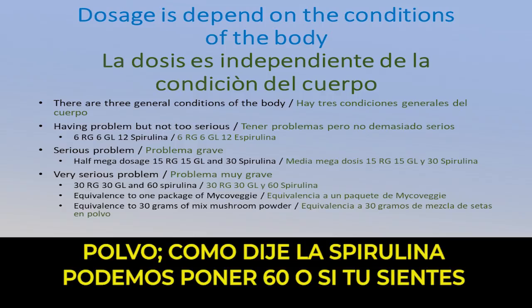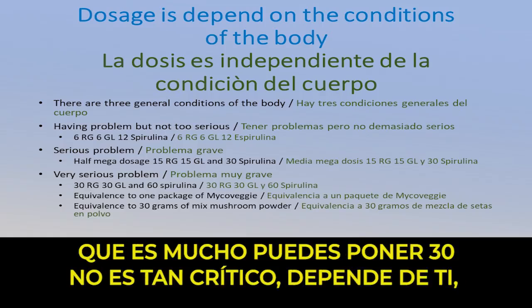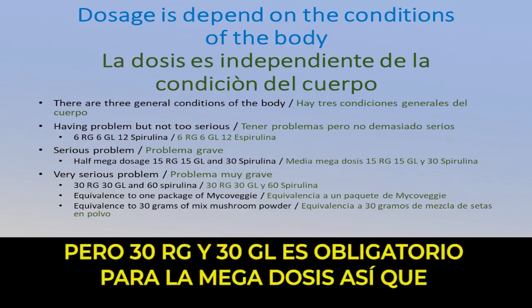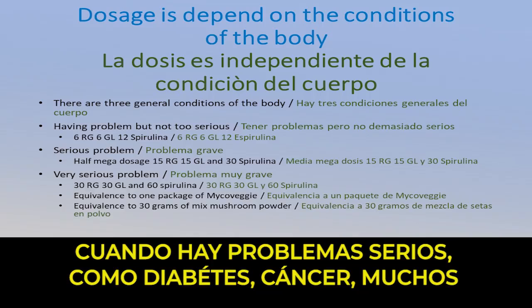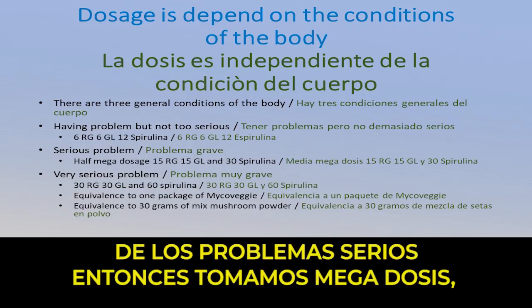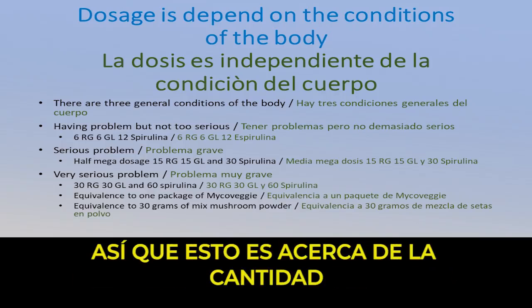As I say, spirulina is assisting. We put 60 here. If you feel that 60 is too much, you take 30, also up to you, not so critical. But 30 Rg and 30 Gl is a must for this mega dosage. So when there is a serious problem like diabetes, cancer, a lot of serious problems, then we have to go for this mega dosage. So this is all about the dosage.